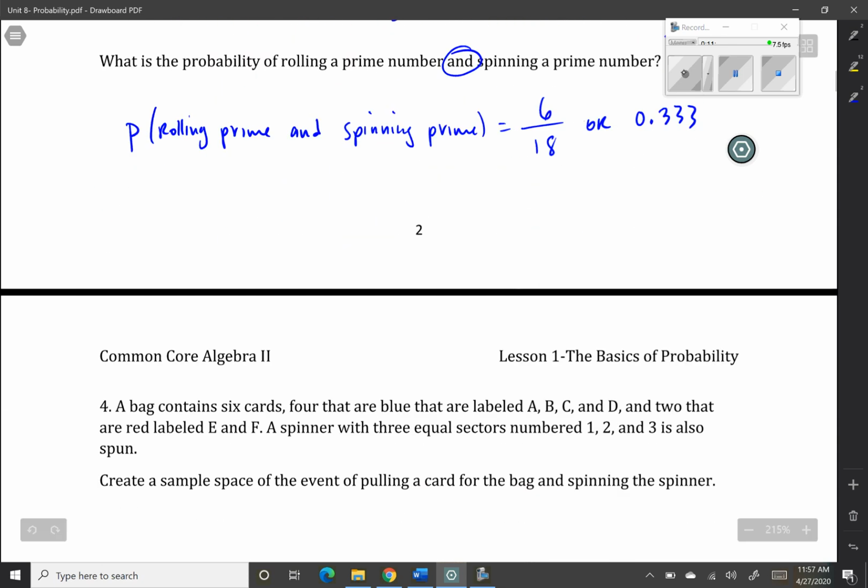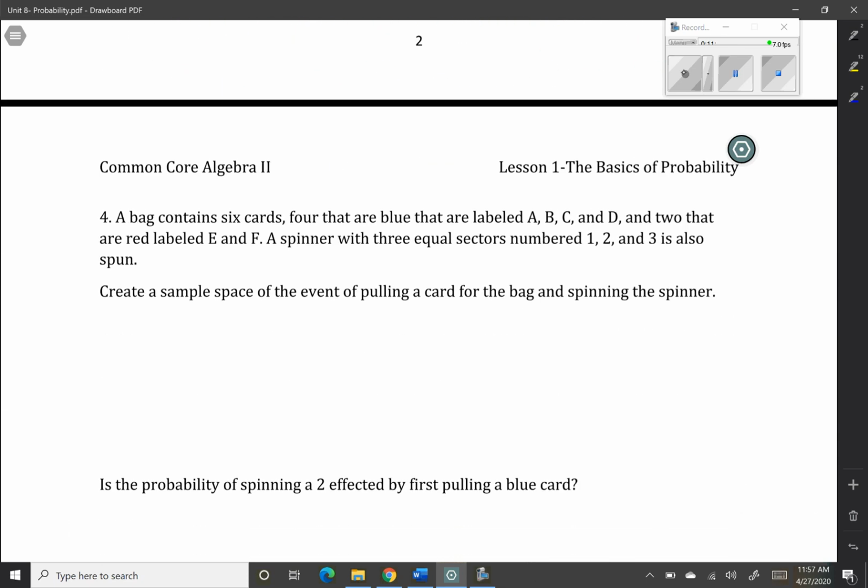So for the next question, it talks about a bag with cards in it. Some are blue, some are red, etc. So what I want you to do is pretend we were in class. I'd say turn to your partner and try to create the sample space for this scenario. So pause the video and see if you can come up with the sample space.